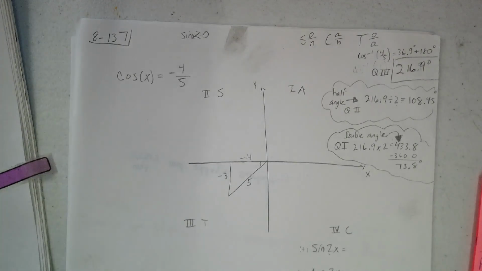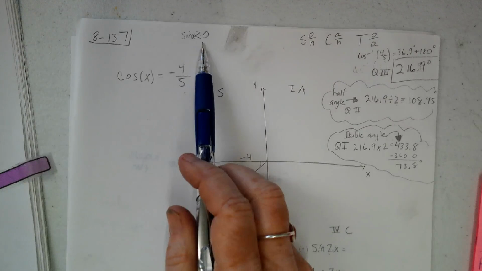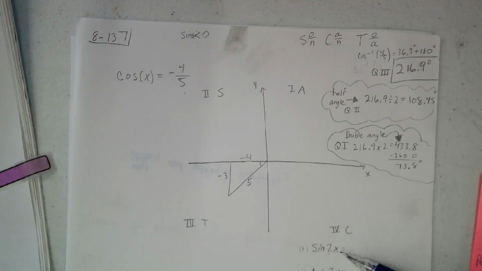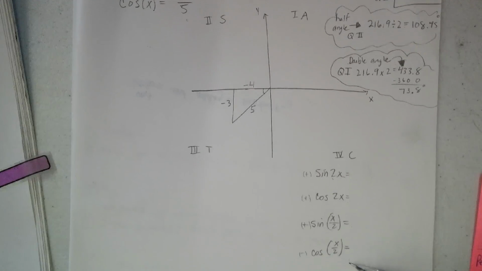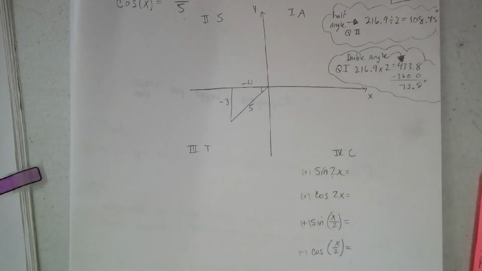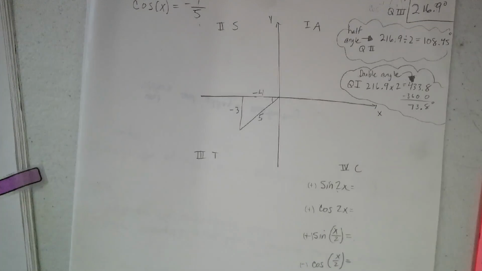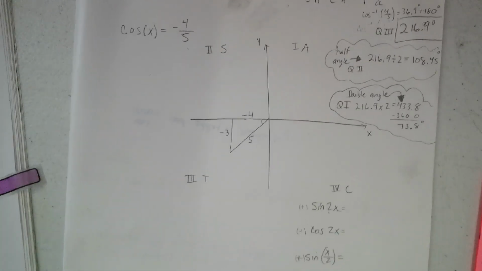Here's the pre-cap. This is problem 8-137, and it says if cosine of x is negative 4 over 5 and sine of x is negative, then calculate the values of sine 2x, cosine 2x, sine x over 2, and cosine x over 2. It also says first draw a triangle in a unit circle and calculate the values of the missing sides, and then determine if the value of the function you are using in the identities is positive or negative based on the location of the angle.